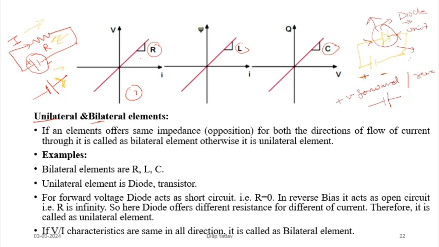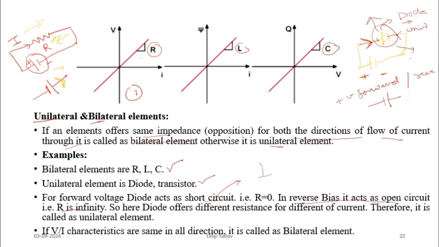That means the current will only flow in this direction. So in the definition we can say if an element offers the same impedance to the flow of current in both directions, it is called a bilateral element. Otherwise it is unilateral. Example, bilateral: R, L, C. Unilateral element is the diode. For forward voltage, the diode acts as a short circuit, R is equal to 0. In reverse bias, it acts as an open circuit, so R is infinite. What is open circuit and short circuit?